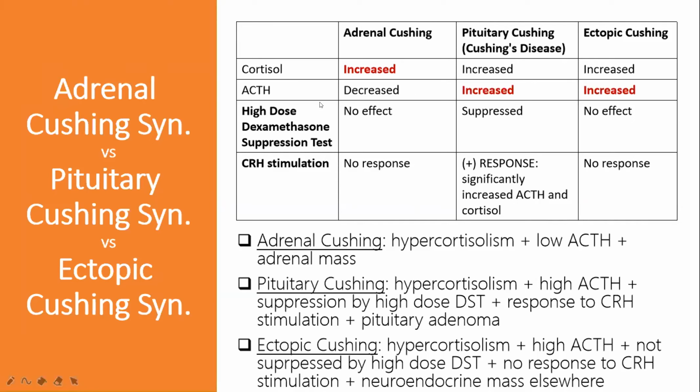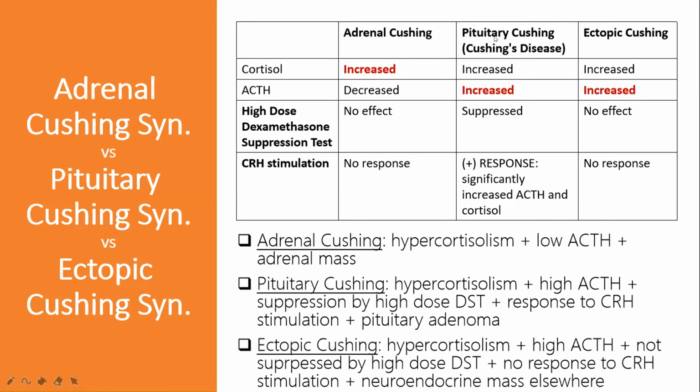And it is important to note that high-dose dexamethasone suppression test would actually have no effect, and corticotropin-releasing hormone stimulation would actually elicit no response if we are dealing with adrenal Cushing syndrome. So in summary, if that is an adrenal Cushing, then there should be hypercortisolism plus low ACTH in the setting of an adrenal mass. Meaning to say that the defect is on the adrenal mass. That's why it's called an adrenal Cushing.